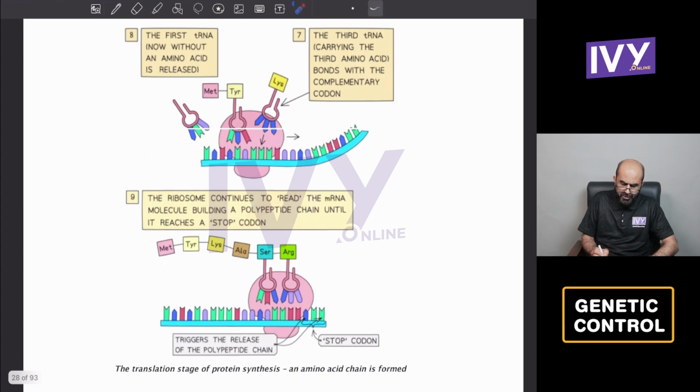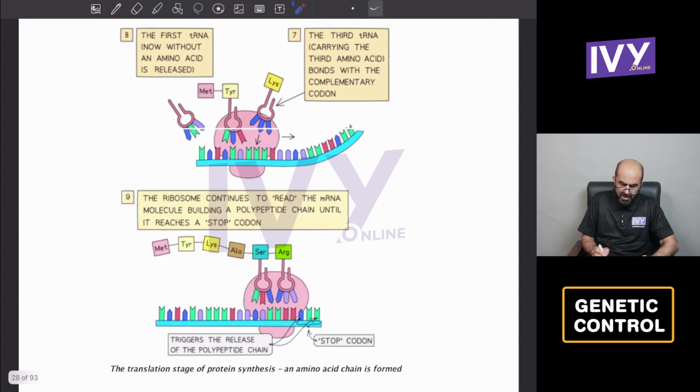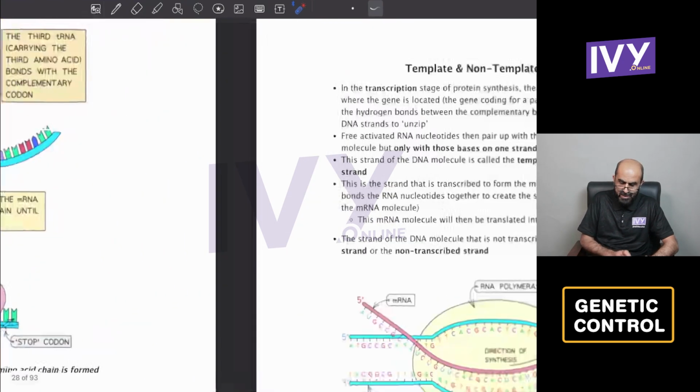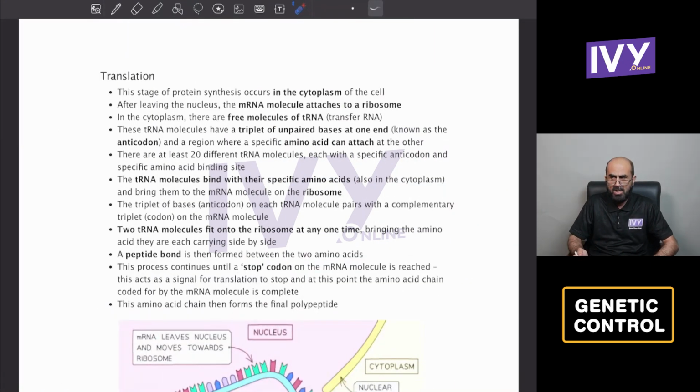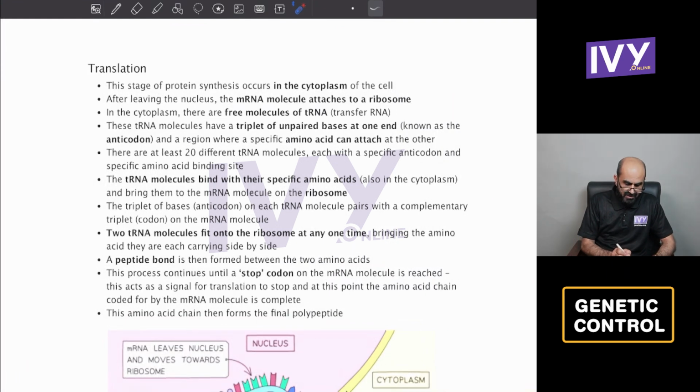The ribosomes continue to read the messenger RNA molecule until it reaches a stop codon. So that's the story of translation. Now, one by one, all these steps are to be discussed. Look at this. What does it say? This stage of protein synthesis occurs in the cytoplasm of the cell.